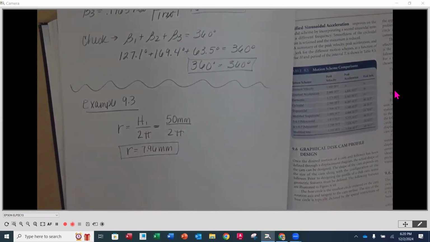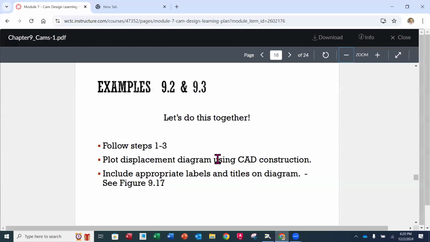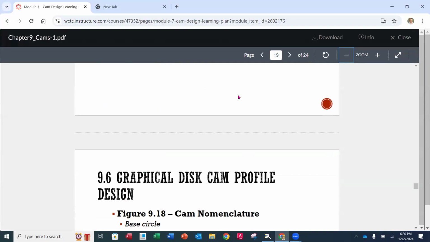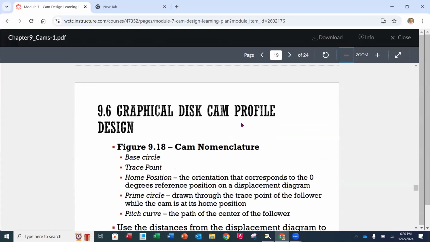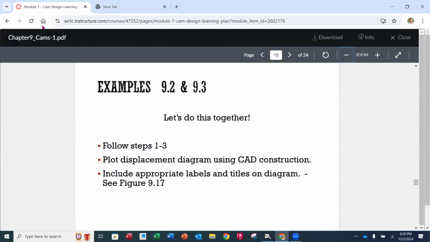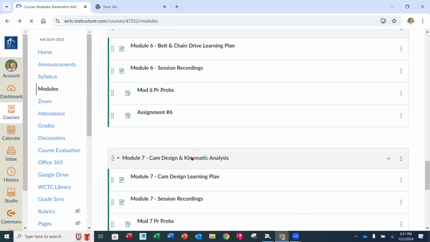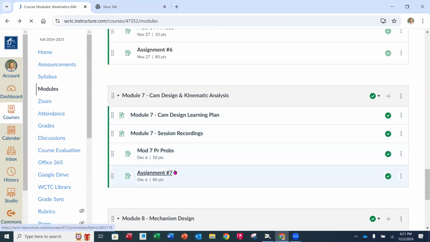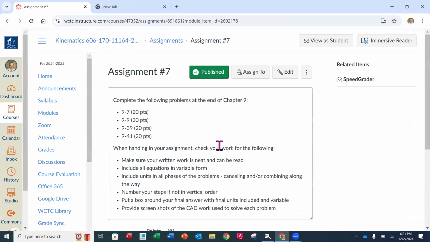So now that kind of brings us to the end of what I was going to cover tonight. You would be ready to do the first 2 problems in assignment number 7. We do have more to do. The next time we get together, we're going to be looking at the CAM profile. But we are going to look at assignment 7. So our first two problems are 9-7 and 9-9.